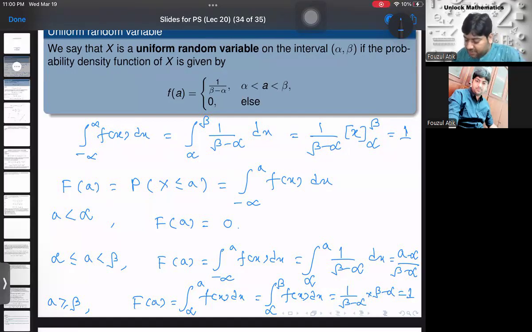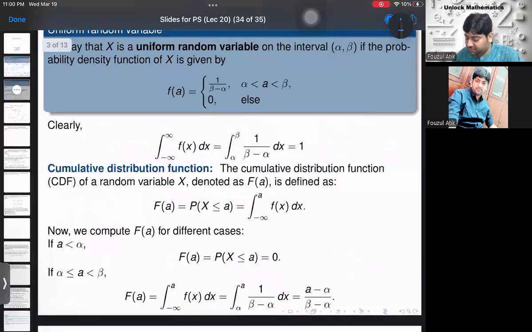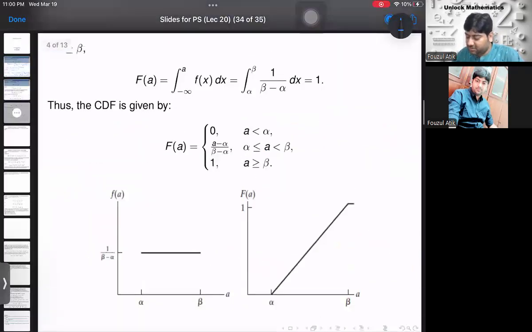Therefore, we got the distribution function, the cumulative distribution function. You have got it as this function: if a is less than alpha, it is 0. If a is between alpha and beta, then it is a minus alpha by beta minus alpha. And if a is greater than or equal to beta, it is 1.